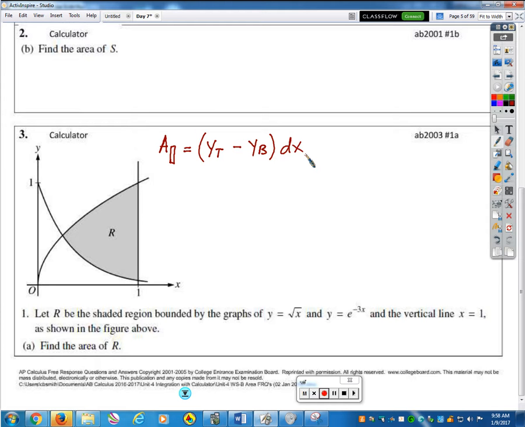So all I do is fill R with vertical rectangles. So there's a thin rectangle, draw some more. And I'm paying attention as I draw the rectangles to where the y-coordinate at the top of each rectangle is located and where the y-coordinate at the bottom of each rectangle is located.